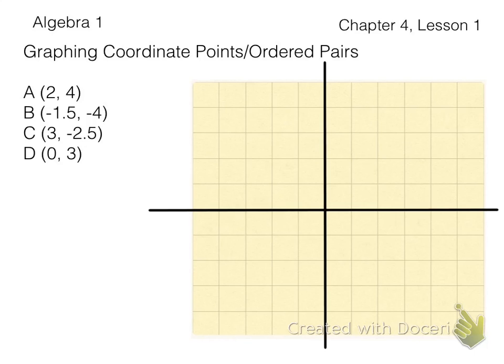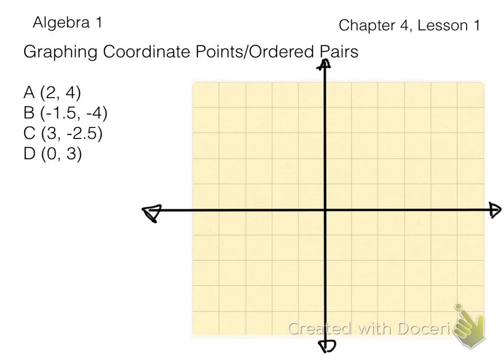Okay, so when graphing points on a coordinate plane, you always need to make sure your coordinate plane has arrows. Because really the coordinate plane goes forever, it's just your paper doesn't go on forever, so we have to show that it does go on forever with the fact that we have arrows.